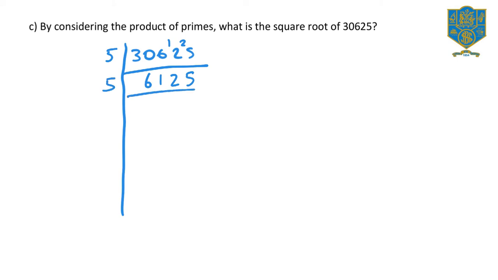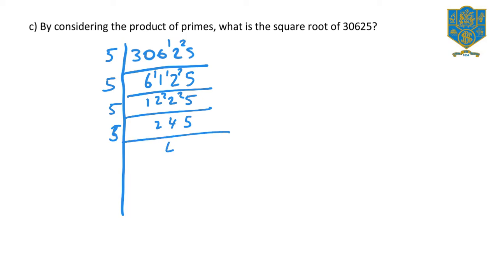5 into 6 goes once, remainder 1. 5 into 11 goes twice, remainder 1. 5 into 12 goes twice, remainder 2. And 5 into 25 goes 5. Again, this is divisible by 5. 5 into 12 goes twice, remainder 2. 5 into 22 goes 4, remainder 2. And 5 into 25 goes 5 times. Again, we can divide by 5 again.